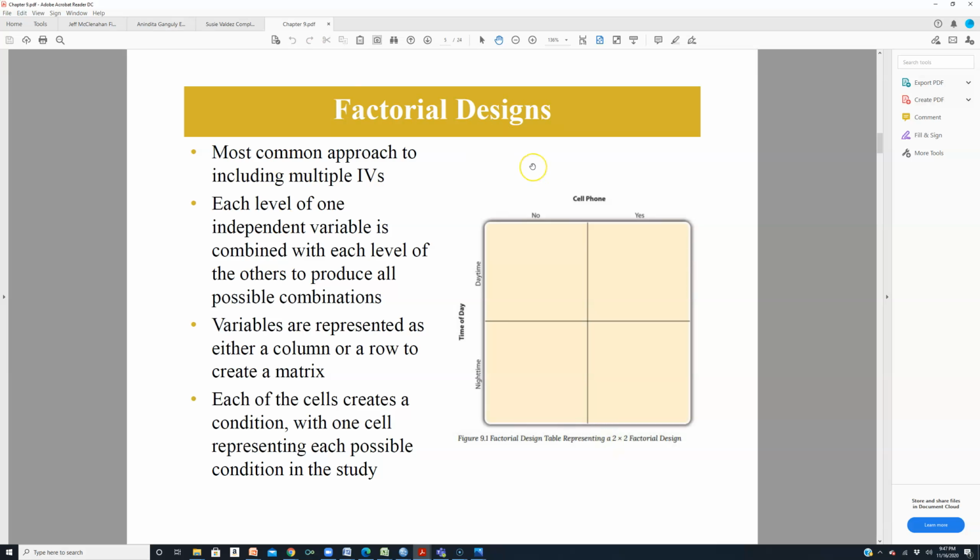Anyway, a factorial design is when we include multiple IVs. It's our most common approach, really, to research. Very rarely do we only look at one single IV.